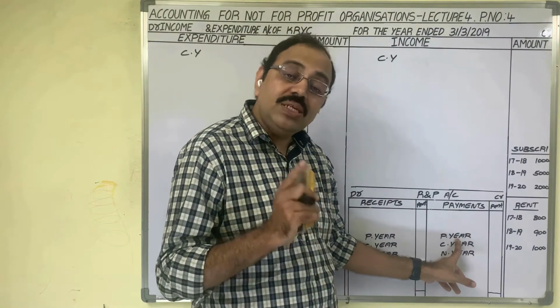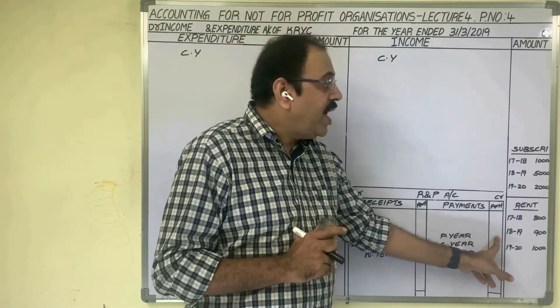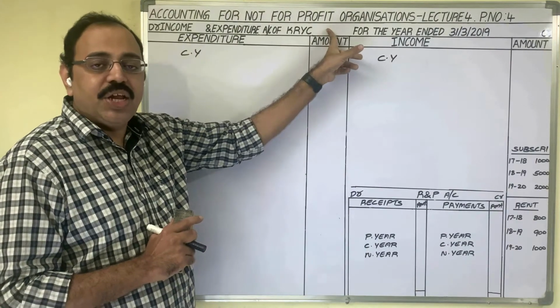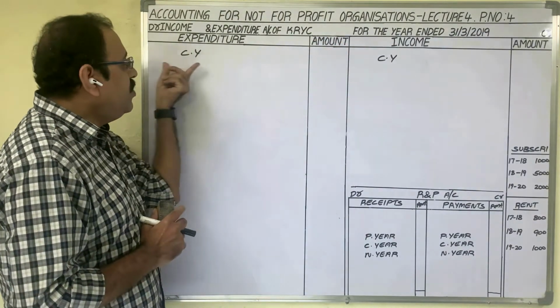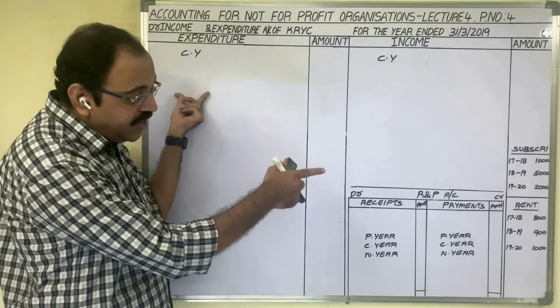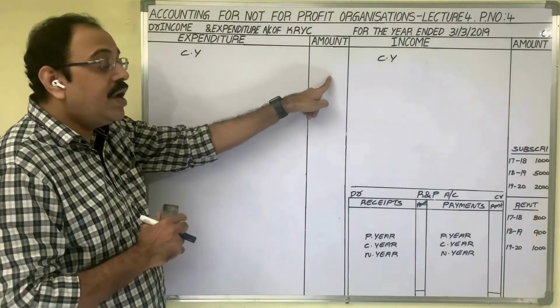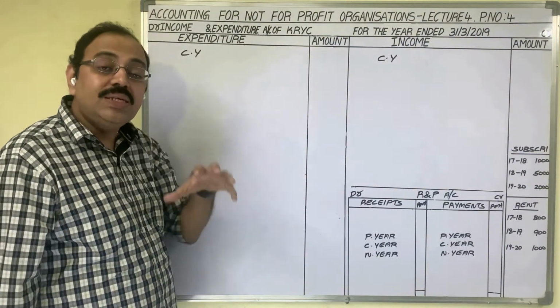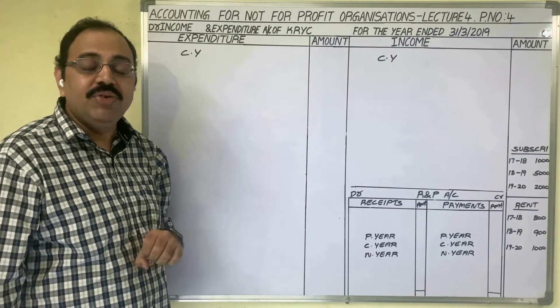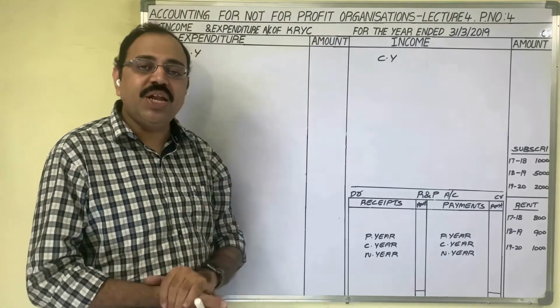Total 2700 we have to show in the amount column. But while preparing the income and expenditure account, only current year rent we have to show on the expenditure side. Current year rent is 900 rupees. So to rent 900 only we should show. So these are some important points which you have to keep in mind while preparing this income and expenditure account.